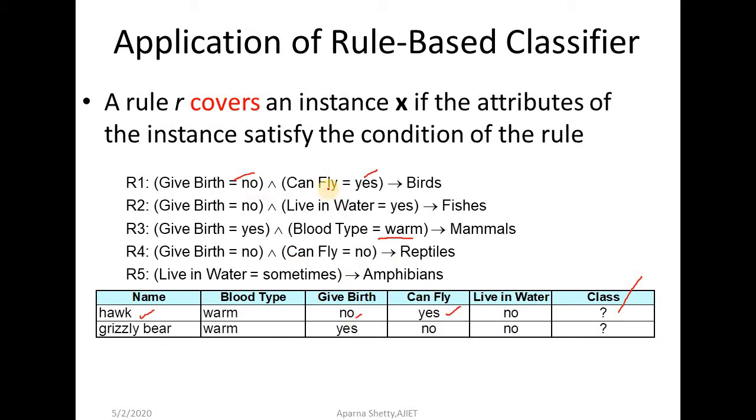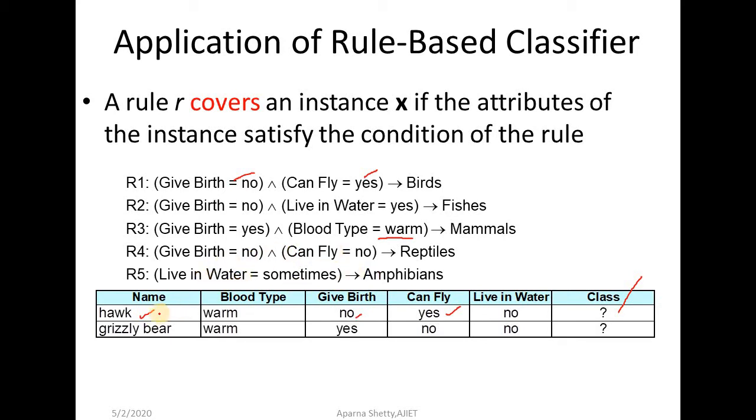Does any other rule satisfy? Here gives birth is equal to no, lives in water, yes. It does not satisfy because lives in water is no. Okay, rule R3 does not satisfy. Gives birth is equal to yes, it does not satisfy. Okay. Rule R4 gives birth is equal to no, can fly is equal to no. It does not satisfy. And finally, rule R5 also will not satisfy.